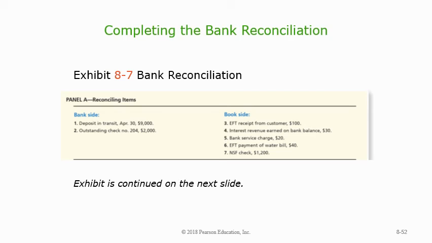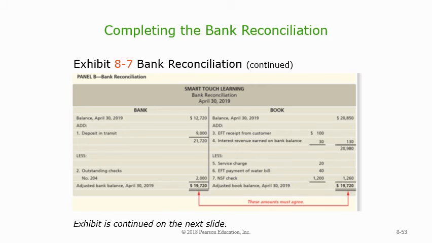So we're going to look at an example of a bank reconciliation. The items that we're reconciling are listed here on the bank side. We have a deposit and an outstanding check, and then we've got book items: EFTs, interest revenue, bank service charge, and then an NSF check. So this is really what that bank reconciliation looks like. And y'all, it really just takes what the bank says we have versus what the books say we have, and we look at that and we make sure everything is correct.